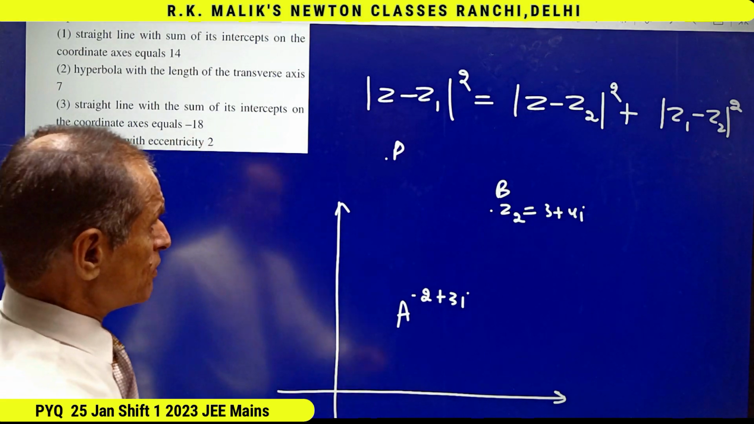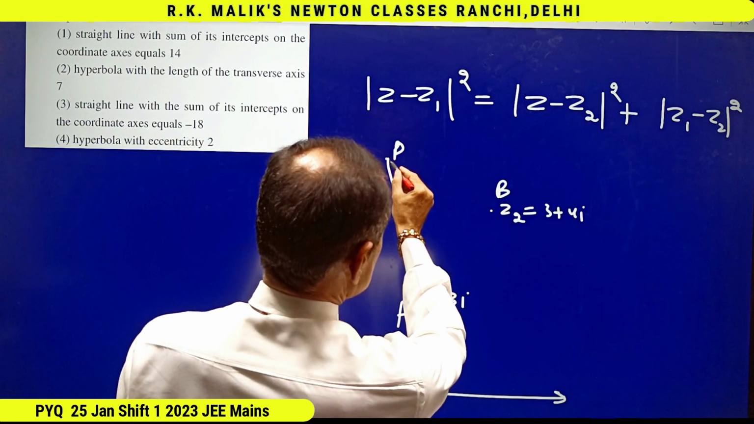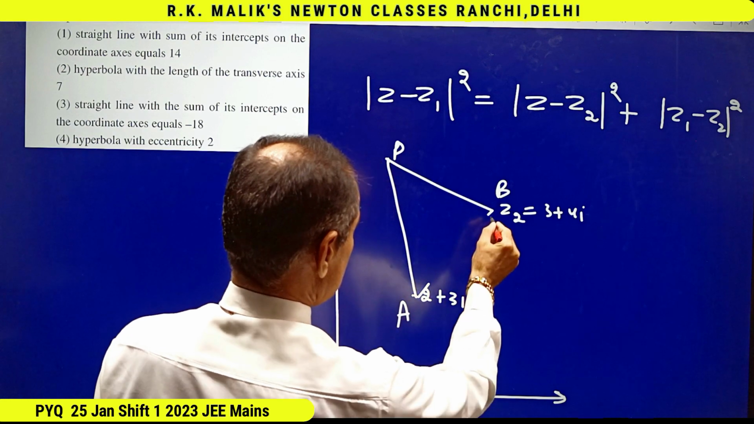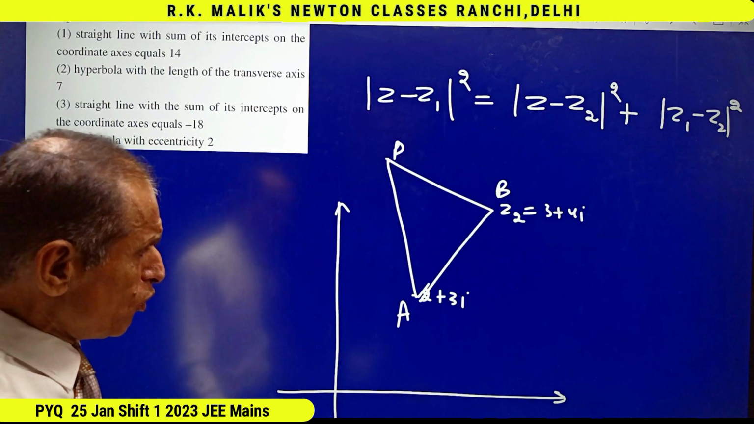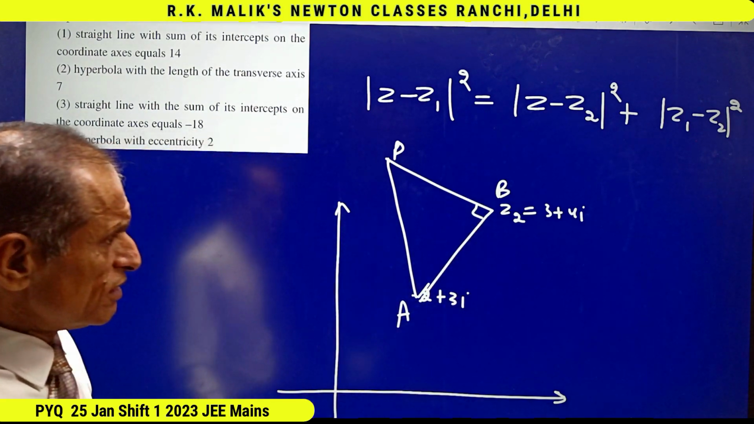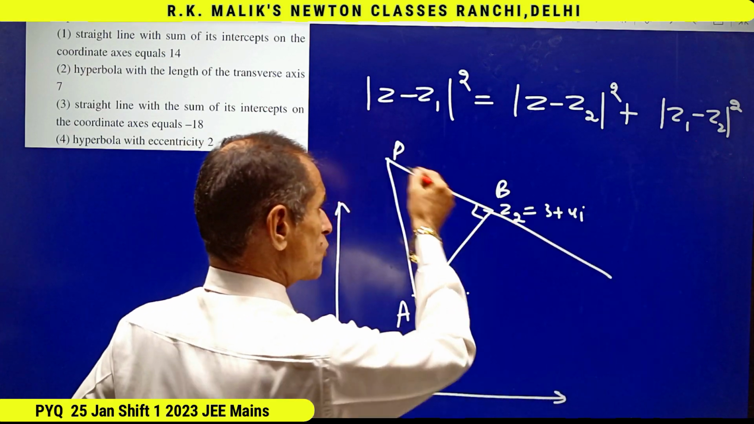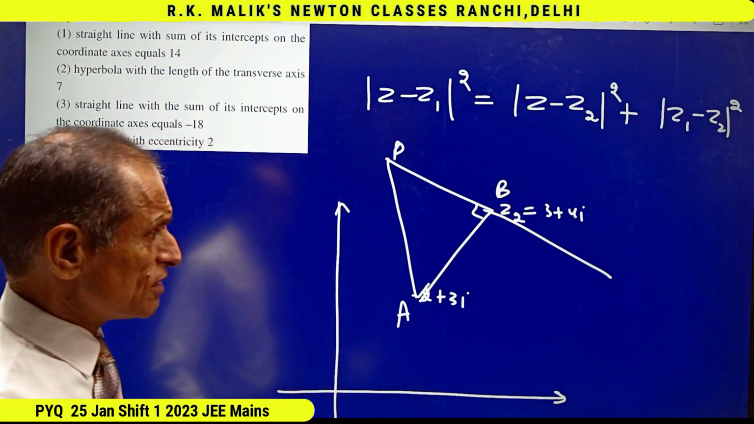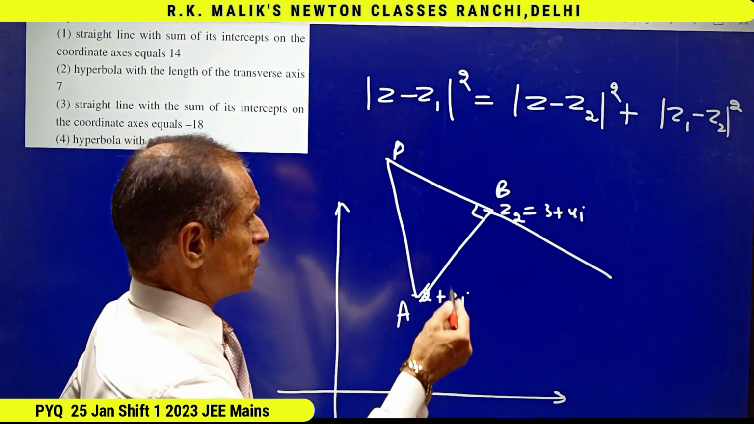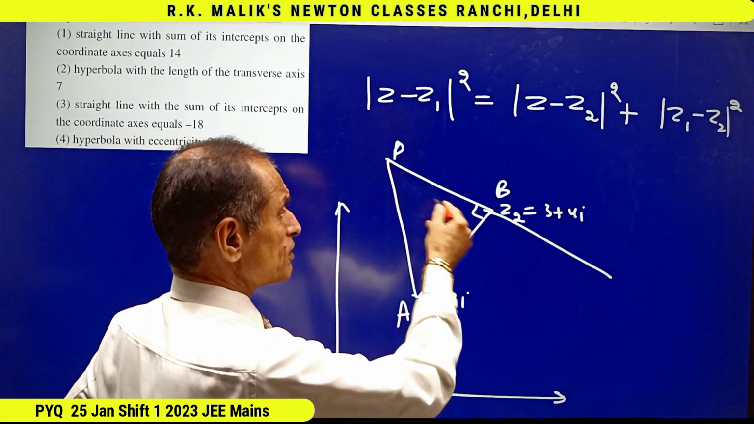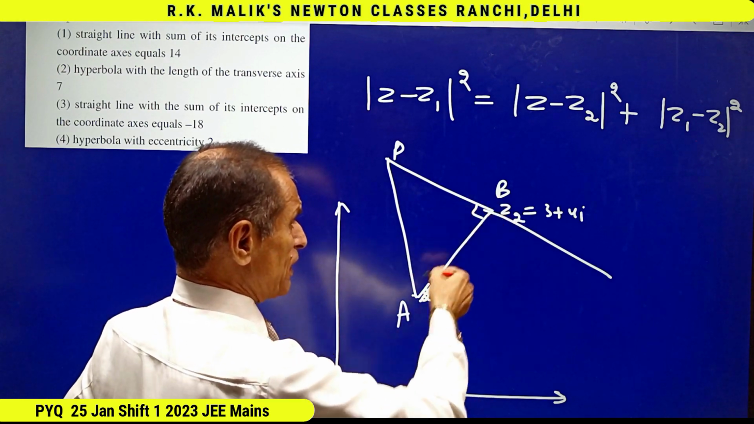According to the condition, PA square is equal to PB square plus AB square. Obviously, this is possible only if this angle is 90, and for any position of P on this line, this condition will be satisfied because of Pythagoras theorem. That is, the locus of Z will be this line, which will be passing through the point (3, 4) and perpendicular to this line.